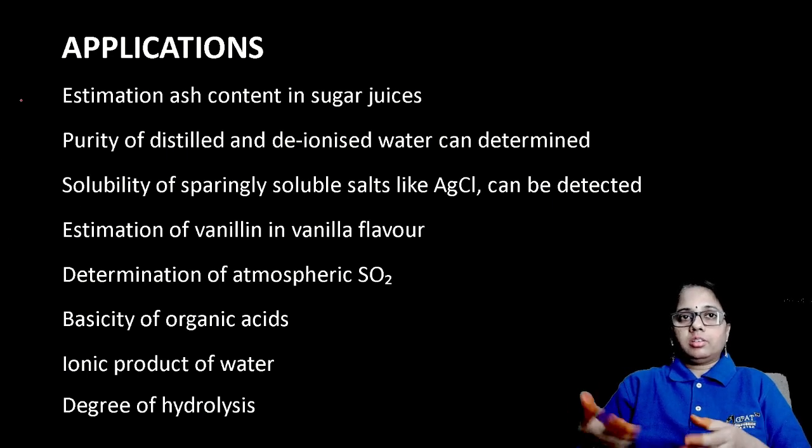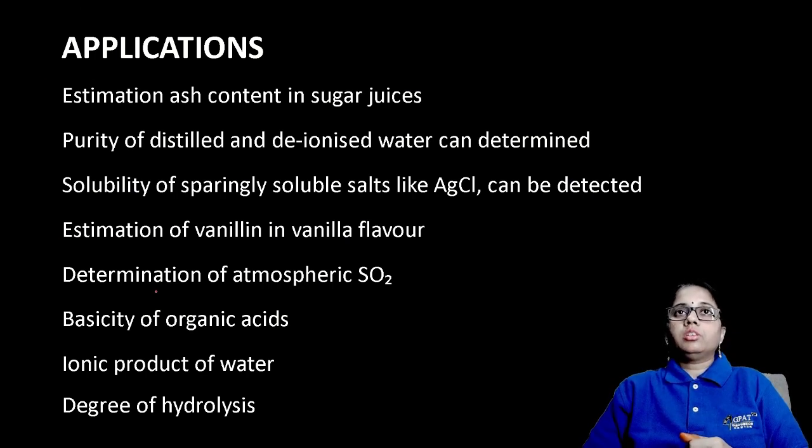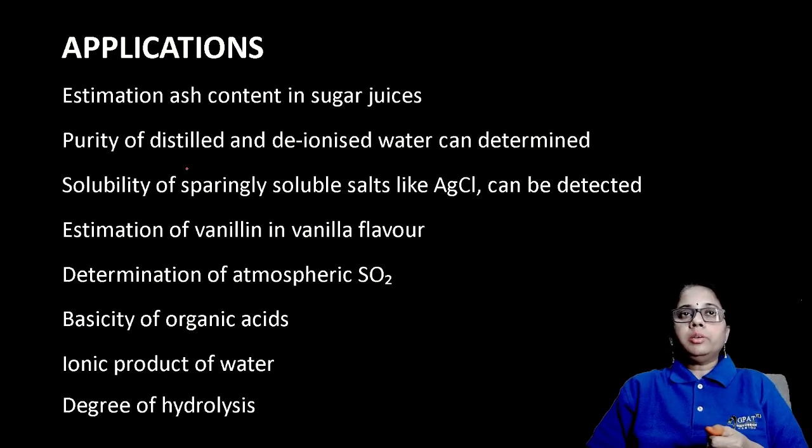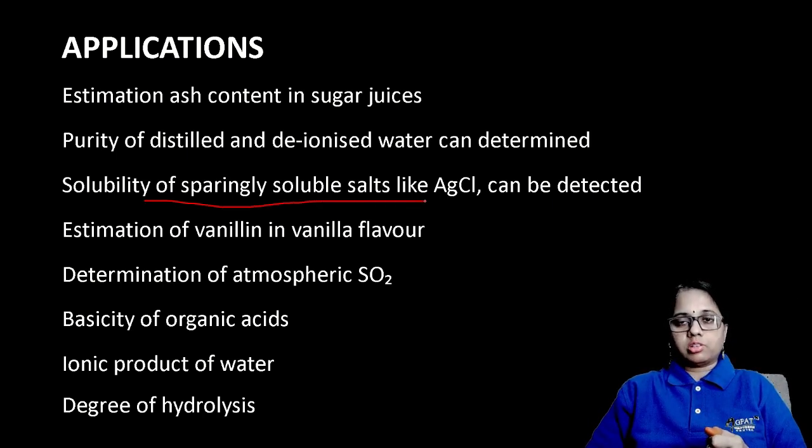Another type of application is the estimation of ash content in sugar juices. In juices where most of the glucose is going to be there, we can determine by this conductometry whether ash content is present or not. The purity of distilled and deionized water can be determined, as we have already discussed in the previous slides. The ionic product of water can be determined, and thereby the purity of distilled and deionized water can also be determined, as well as the solubility of sparingly soluble salts like silver chloride. It is a sparingly soluble salt, so its solubility can also be detected.